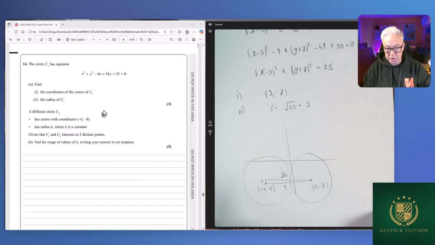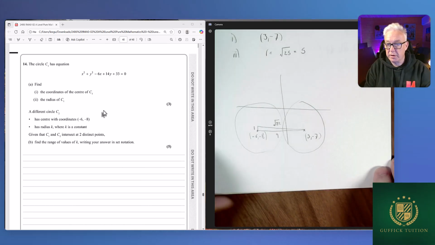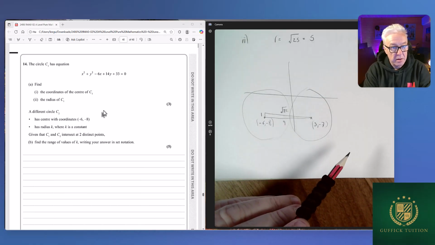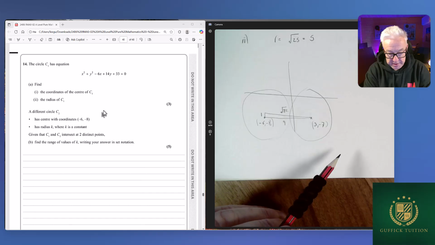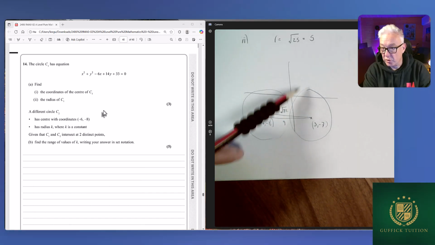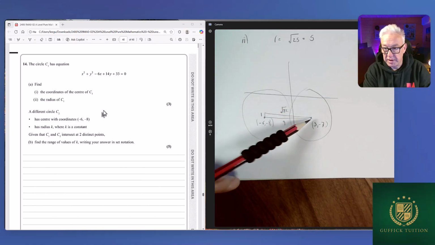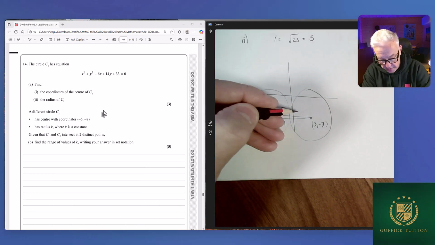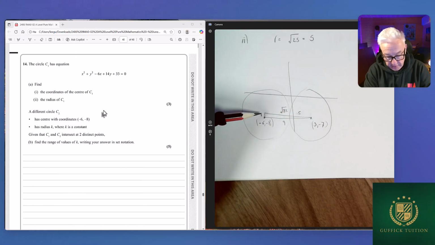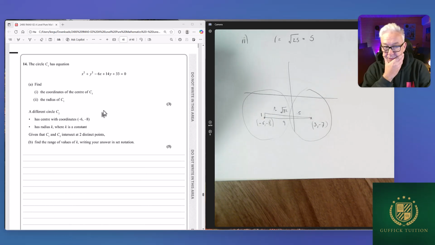So I initially drew a quick sketch to visually represent what we've got going on. We've got our circle, which has a centre of (3, -7), and it has a radius of 5. So there's our circle. I haven't drawn it exactly right, because I don't think it would cross up there. But that's roughly a sketch of this circle, and we have a radius of 5 there. Our other circle has a centre of (-6, 8), and it's got some radius which is k. We don't know what it is.